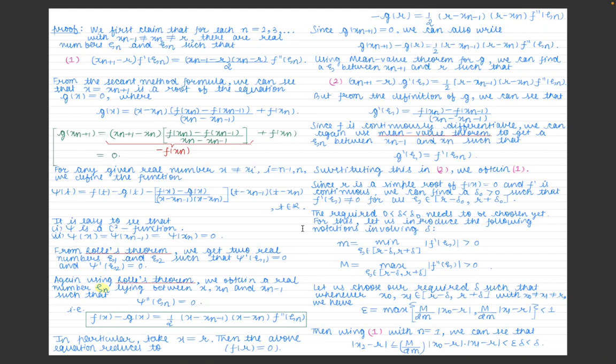Reduces to minus g of r. Why? Because f of r is 0. You see, f of r is 0, because r is the root of f. It is the same as half (r minus xn minus 1) times (r minus xn) times f double prime of zeta n.